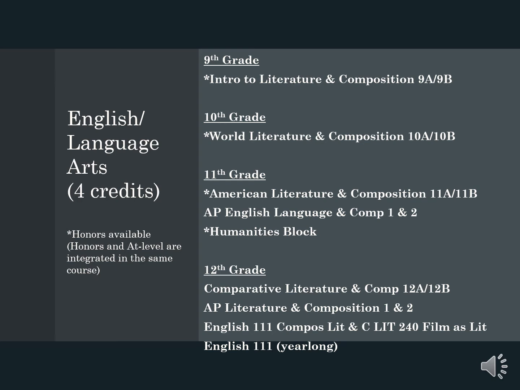To graduate from Ballard High School, you need to complete 4 years of English language arts. In 9th grade, you'll see that option is for Intro to Lit and Composition. 10th grade is World Lit and Composition. In 11th grade, there are 3 choices: American Lit and Composition, the AP English Lang, and the Humanities block. You'll notice that there's an asterisk next to courses that have an honors option available. In all of those honors classes, the honors and at-level students are in the same section.